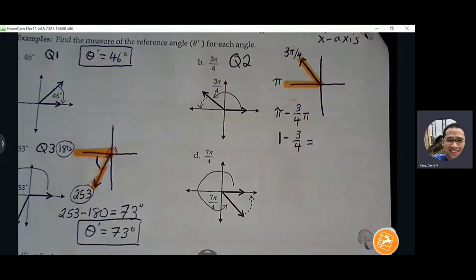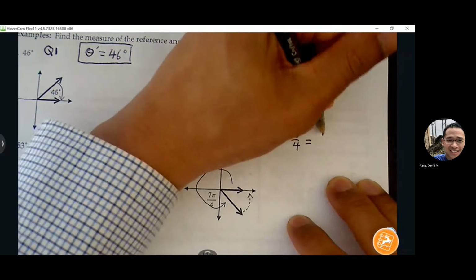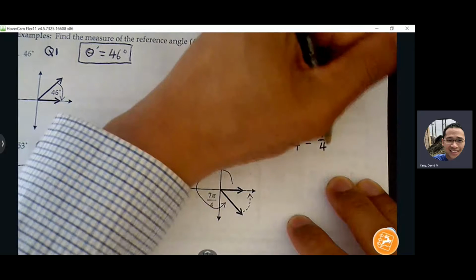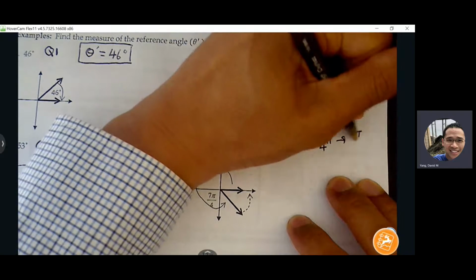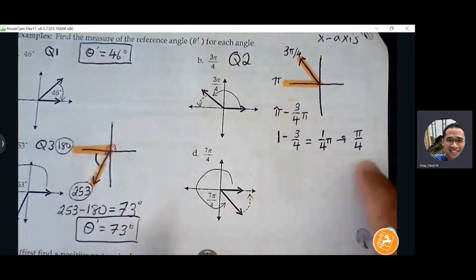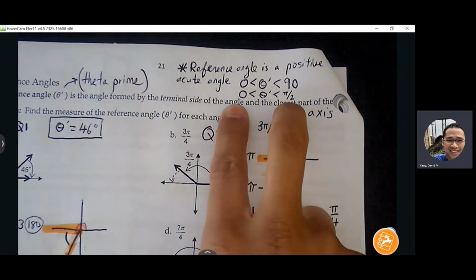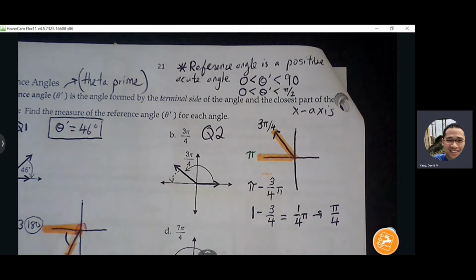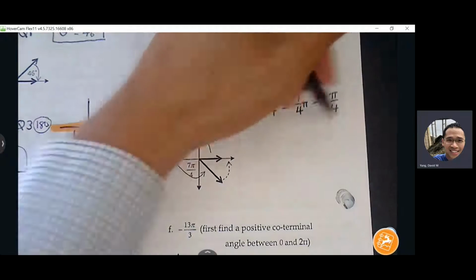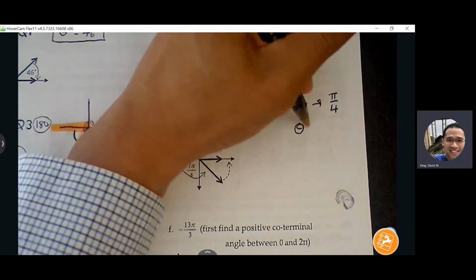So if I do the smaller minus the larger, I'm always going to end up with a negative. Now you could do that and just drop the negative and make it positive. That will work too. So 1 minus 3/4 is 1/4. We're going to add that pi back in. So our reference angle is pi over 4. Now, pi over 4 is 1/4, which is between 0 and 1/2, so we're safe. That is a reference angle that falls into our restriction.